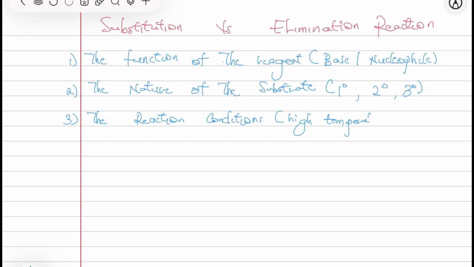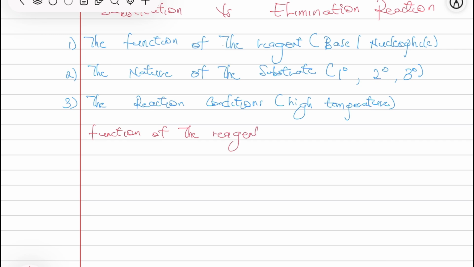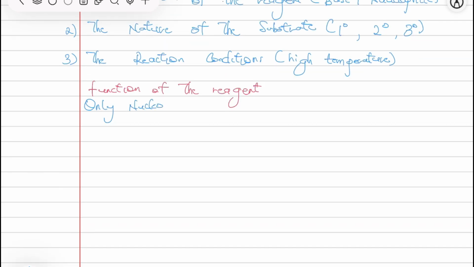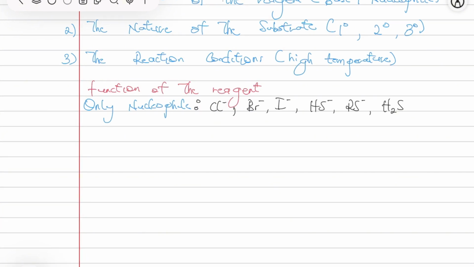When we consider the function of the reagent, there are some reagents that can only act as a nucleophile. Examples include the chloride ion, the bromide ion, the iodide ion, the sulfide ion, the hydrogen sulfide, and the thiols. These reagents mainly function as a nucleophile. So whenever you see them in a reaction, they react via substitution reactions.